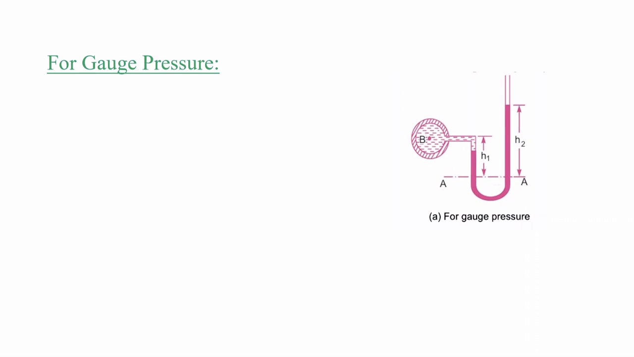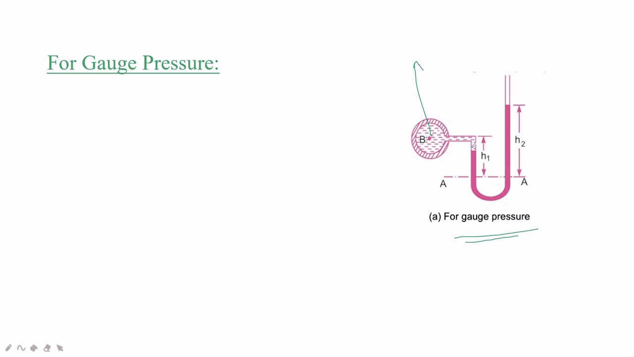Now if they ask for gauge pressure, so what is the gauge pressure? See the diagram once. So this is the system. Okay, this is the gauge pressure. So this is the system where pressure is to be measured. In that system, we will take B as a point.